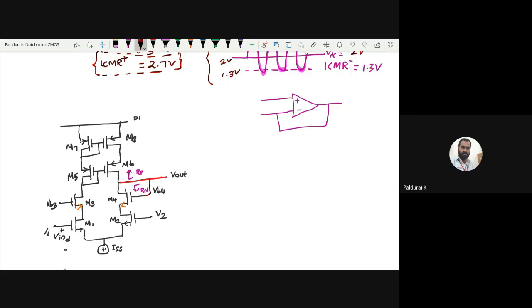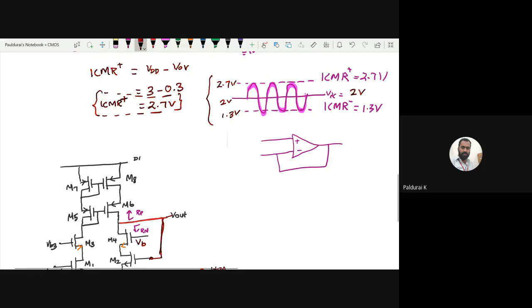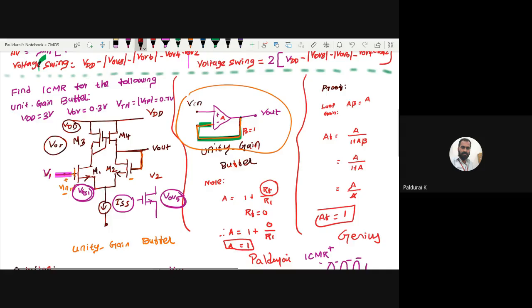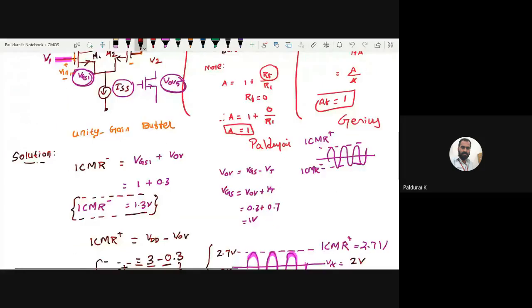How to make this connection? This is my VB, in general I am writing VB for the time being. So you want to connect this minus to Vout. So this is my unity gain buffer. This is also your unity gain buffer. Let me call this figure 1, and let me call this figure 2.